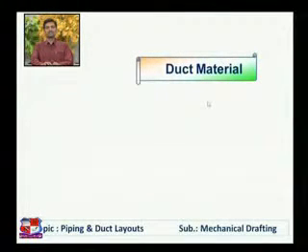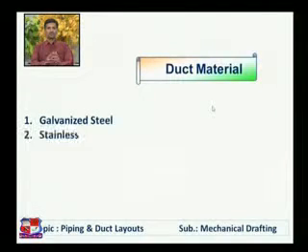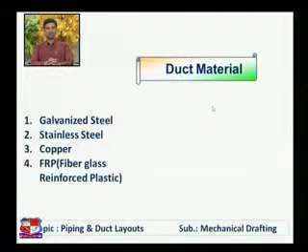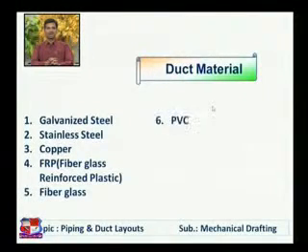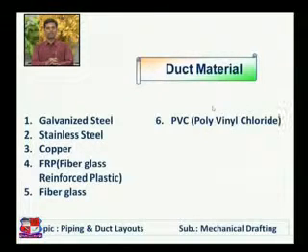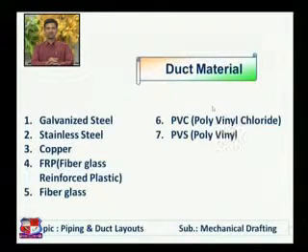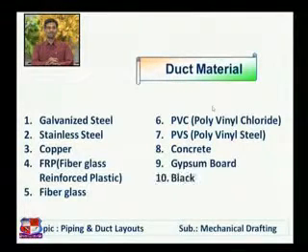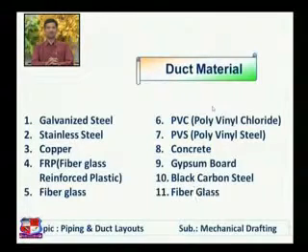Now the next topic is duct material. Which material could be used as a duct? Galvanized steel, stainless steel, copper, FRP, that is fiberglass reinforced plastic, fiberglass, PVC, that is polyvinyl chloride, PVS, polyvinyl steel. Concrete could be used as a duct material, gypsum board, black carbon steel, or fiberglass board. These are the materials which could be used as a duct.